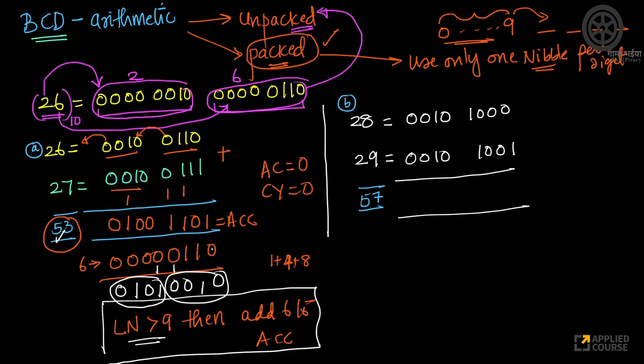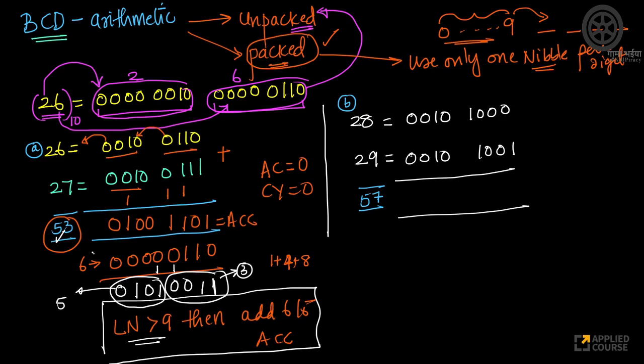I'm sorry, 1 0, sorry, my bad. So I got confused here. 1 and 0. If you add 1 and 0, you should get 1. So 0 0 1 1 is 3. So this is your 5 and this is your 3. You got your 53, right? In your BCD packed representation.